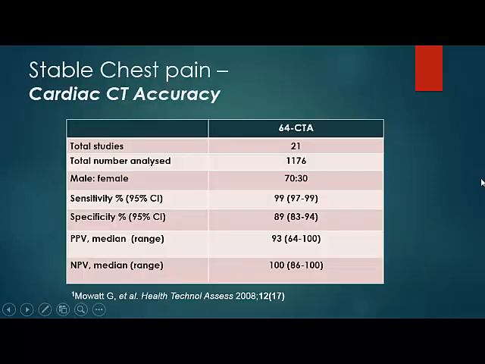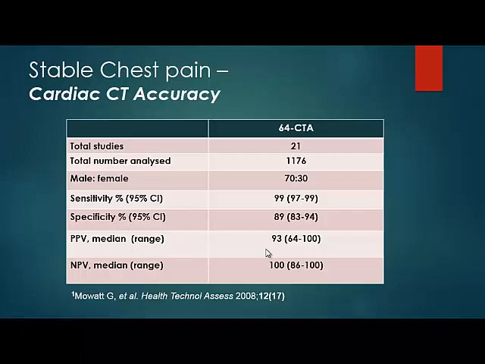Okay, so in terms of accuracy, this is an old meta-analysis now on 64-slice cardiac CT angiography. It shows a very high sensitivity of almost 99%, specificity of 89%, a positive predictive value of 93%. I think this was in research studies, but in practice, the positive predictive value is around 65 to 70%, which is still a slight limitation. But the negative predictive value is very high. It's more than 95%, which is the strength of cardiac CT angiogram.